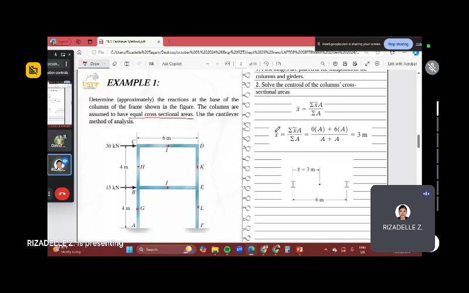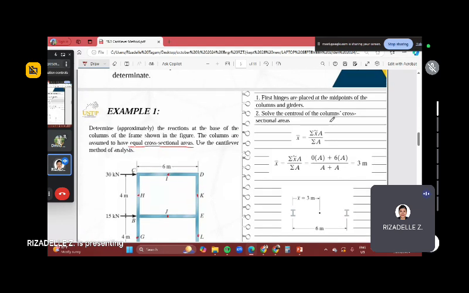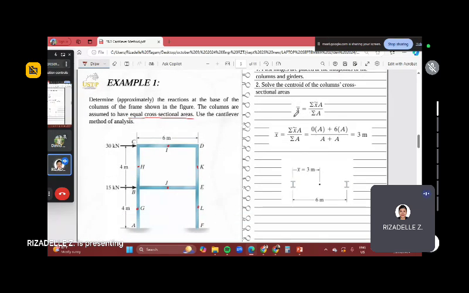After that, you will solve the centroid of the column's cross-sectional area. If the cross-sectional areas are equal, you can just set them to 1. The equation for the centroid is x bar equals the summation of x, the distance per column, multiplied by A, the cross-sectional area, over the summation of cross-sectional area. That is the equation. So we will get the neutral centroid of this frame.